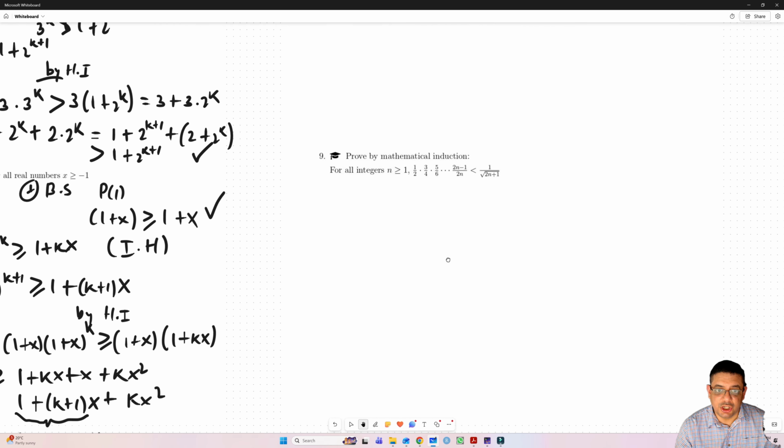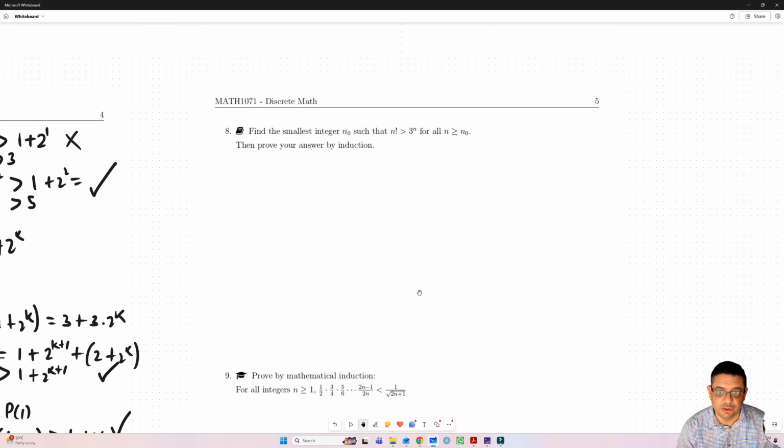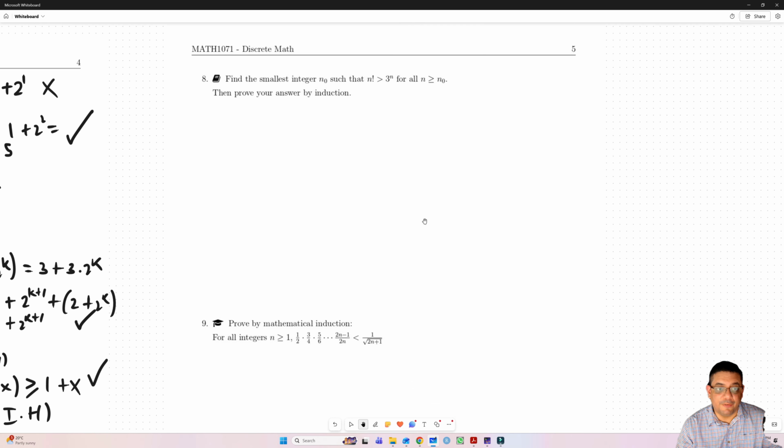Now, question 9, the last question that we have over here. Wait a minute. Now we have question 8. We want to find the smallest integer n0 such that n factorial is bigger than 3 to the n. And we want to show by mathematical induction that that's going to work out for n bigger than n0. So notice that here we don't know the initial condition, so we've got to look for the initial condition.